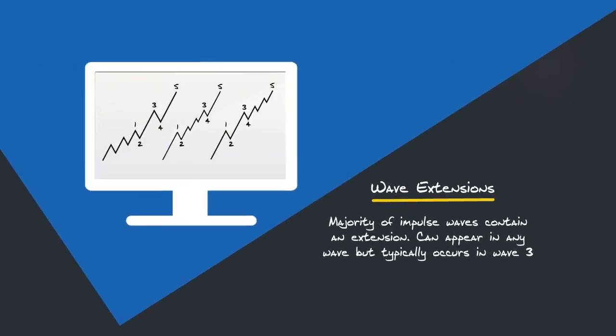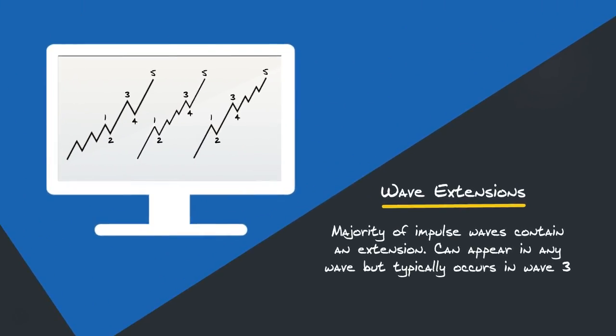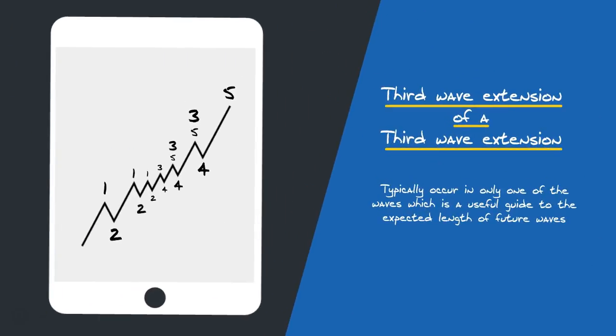The majority of impulse waves will contain what is called an extension. This means either wave 1, 3 or 5 will exhibit an elongated impulse with exaggerated subdivisions. Although the extension can appear in wave 1, 3 or 5, wave 3 extensions are most common as they are typically the strongest and longest of the 3 waves. Extensions can also occur within extensions.